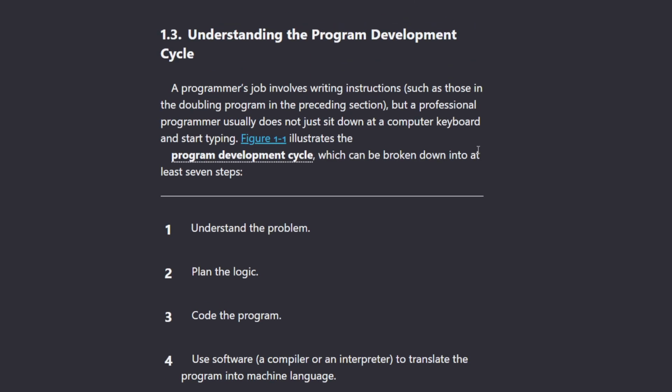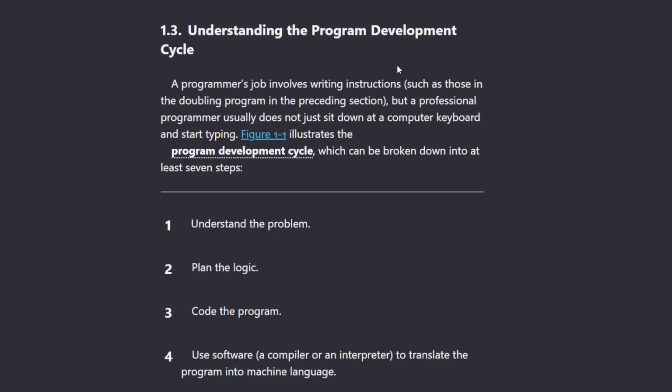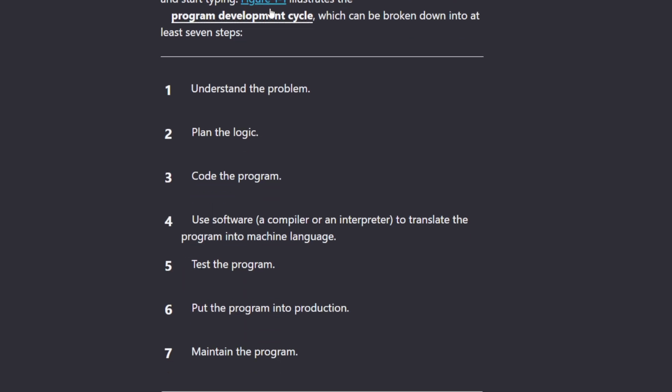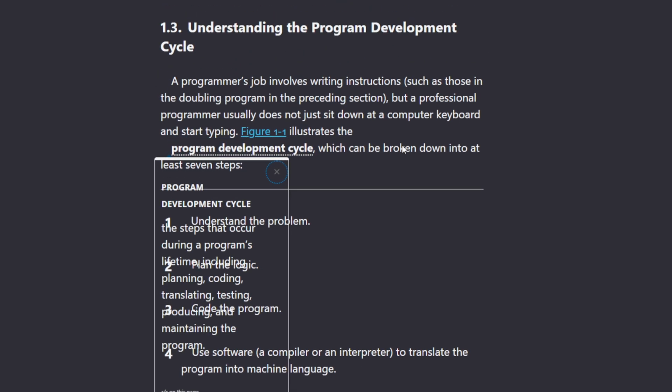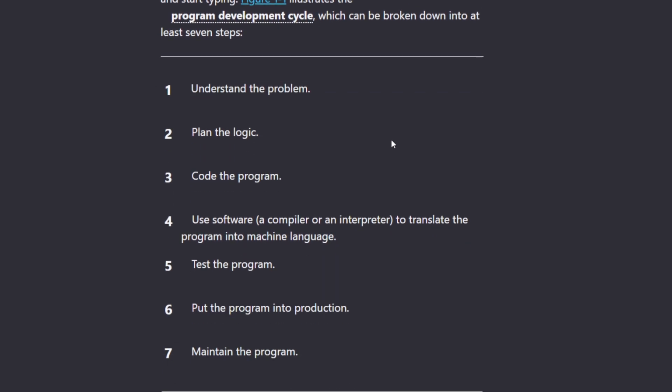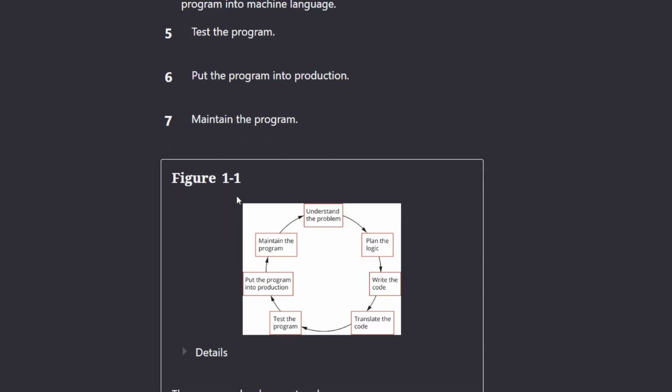Okay, so we have the program development cycle. A programmer's job involves writing instructions such as those in the doubling program in the preceding section, but a professional programmer usually does not just sit down at a computer keyboard and start typing. We have the program development cycle, which can be broken down into at least 7 steps.